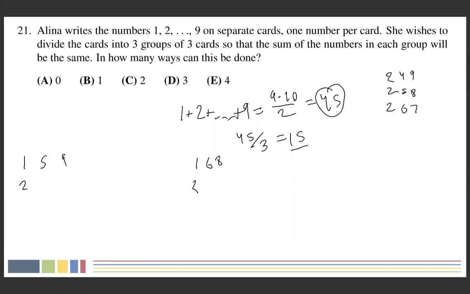The problem is considering just groups. It's considering 3 groups, so we just assume that each group is just 3 cards, right? We don't have to worry about the order of the cards in each group or the order of the groups, right? So that's why I'm just writing them in least to greatest order. So it's just these 3. These are the only 3 possibilities.